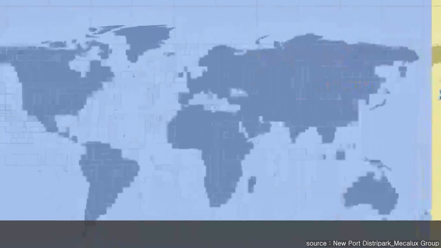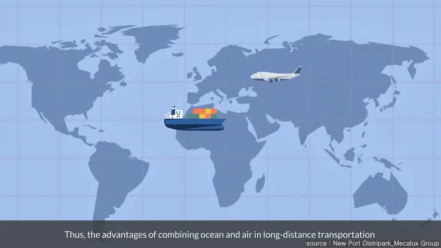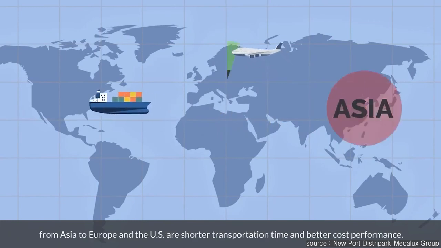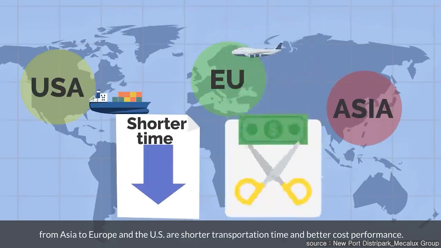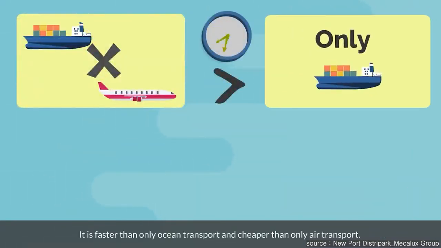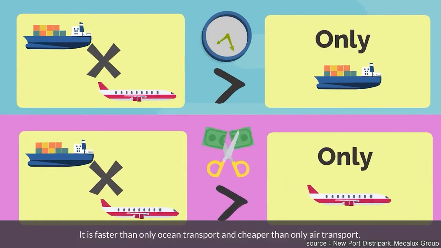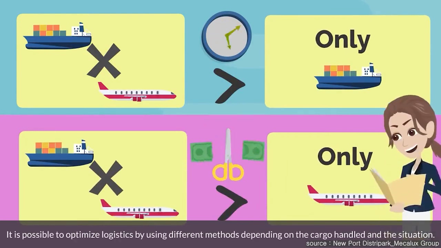the ship. Thus, the advantages of combining ocean and air in long-distance transportation from Asia to Europe and the US are shorter transportation time and better cost performance. It is faster than only ocean transport and cheaper than only air transport. It is possible to optimize logistics by using different methods depending on the cargo handled and the situation.